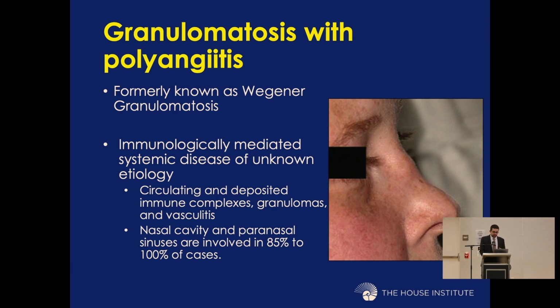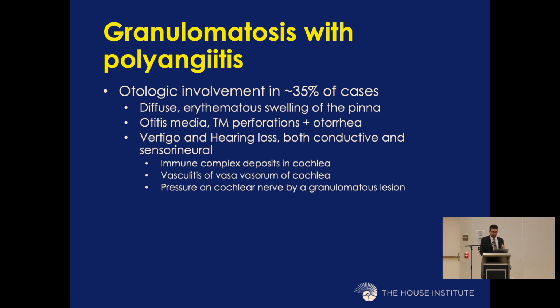Another condition that we actually do see not infrequently is Wegener's granulomatosis, or nowadays they call it granulomatosis with polyangiitis. This is an autoimmune problem. We actually don't know why it happens, but we know that these patients have circulating and depositing immune complexes, and they develop vasculitis and granulomas. It often involves the nasal cavity, so they can have what is called a saddle nose deformity or perforated septum, and they can also have ear involvement.